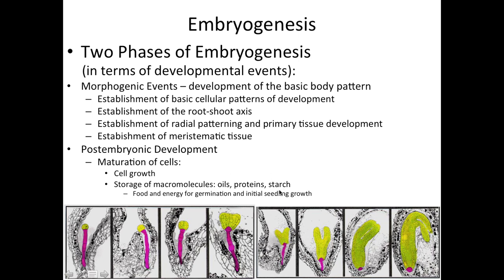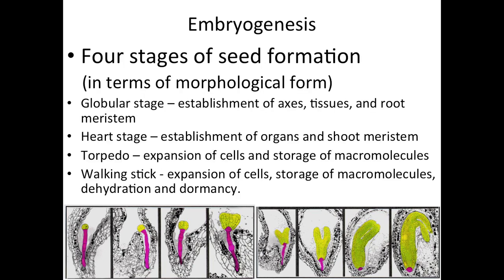So the first phase here, the morphogenic events, determine the different parts of the plant body, and then the latter phases, the late heart phase, torpedo phase, walking stick phase, these are all growth and nutrient storage, and then the establishment of dormancy. Now, so that was based on a developmental patterning. Those were two basic phases, morphogenic events and post-embryonic development.